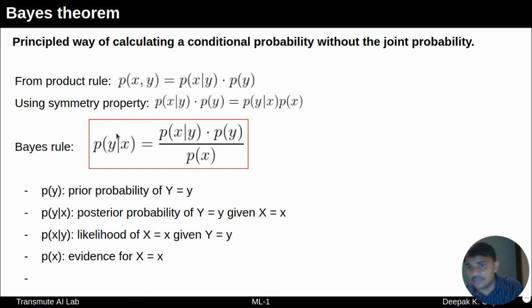So that is a probability, but this likelihood term will not sum up to 1. So this is the likelihood of X equal to x when Y is equal to y, and this is the posterior probability of Y equal to small y when X is equal to x.